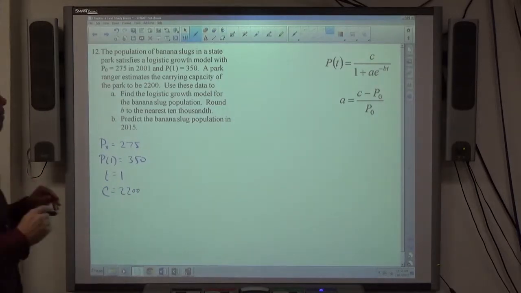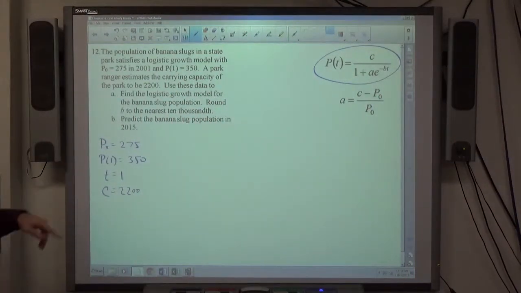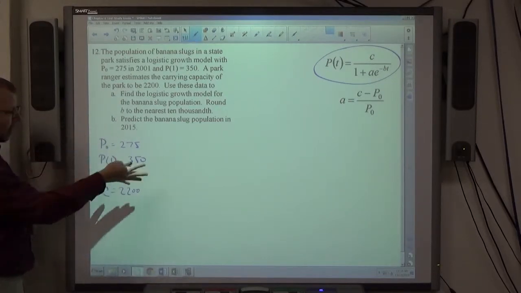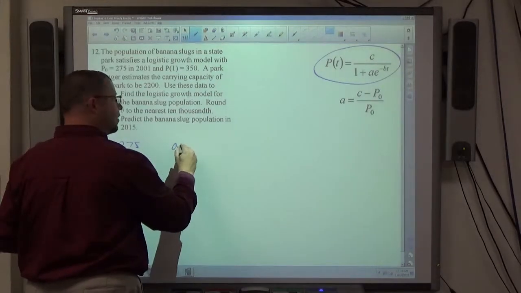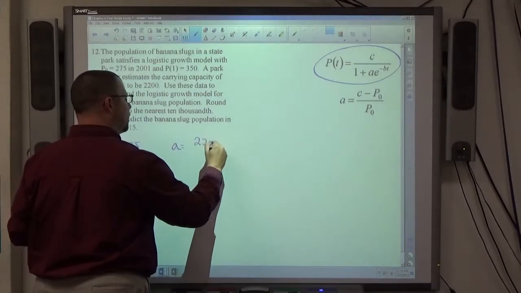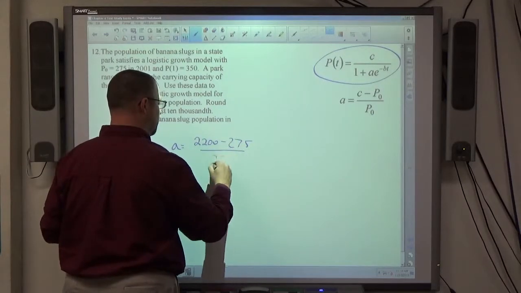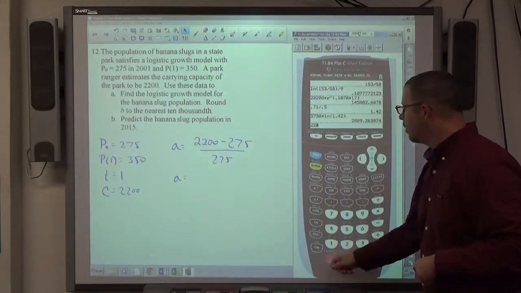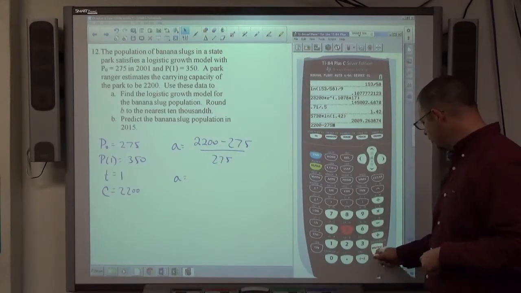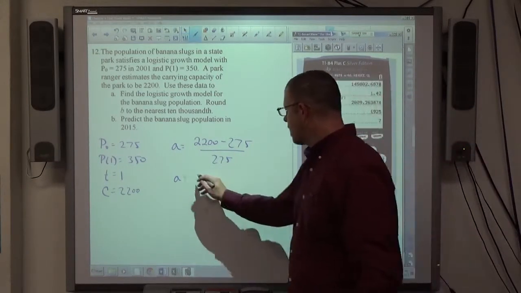So again, logistic growth model, they want you to create this function. They just want to know what a, b, and c equal. All right? C we know, they gave it to me. A I can find because I know c and p sub 0. B I have to find using all this stuff in the process. So A is equal to the carrying capacity 2,200 minus P sub 0, which is 275, over 275. That comes out to 2,200 minus 275, divided by 275, equals 7. That came out to a nice pretty number.